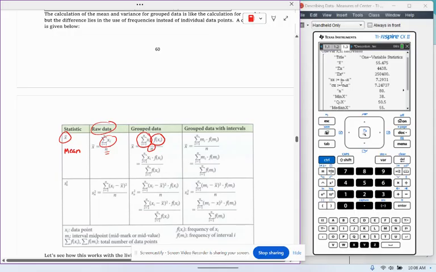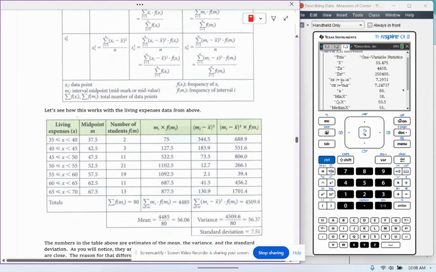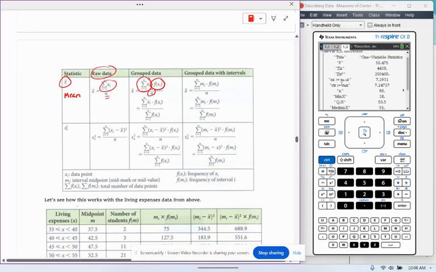This sounds a little crazy, but we're going to go through an example down here, okay? This is just all of the math mumbo jumbo talking about what happens. So we do midpoint times frequency divided by n. And this is what we're talking about when we say grouped data with intervals. That's what M sub i is. It's going to be the midpoint of each interval, okay?